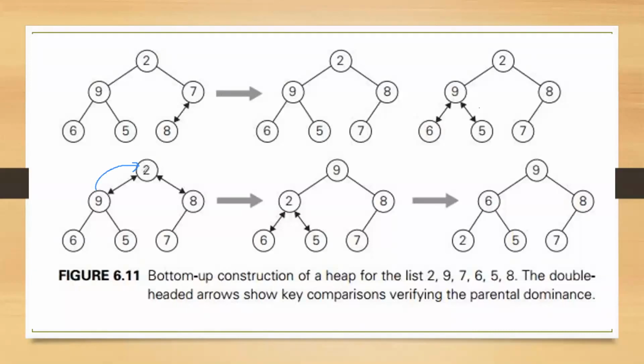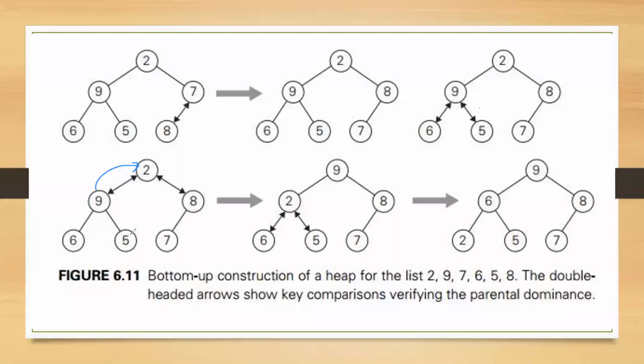Okay. Now assume that this 2 has to be brought to the position where 9 was. If 2 is brought here, you have to check whether the parental dominance holds. So if 2 is brought here, then it is once again smaller than its children. Its children are 6 and 5. Okay, 2 is smaller than 6 and 5. So you have to once again exchange with its child value.